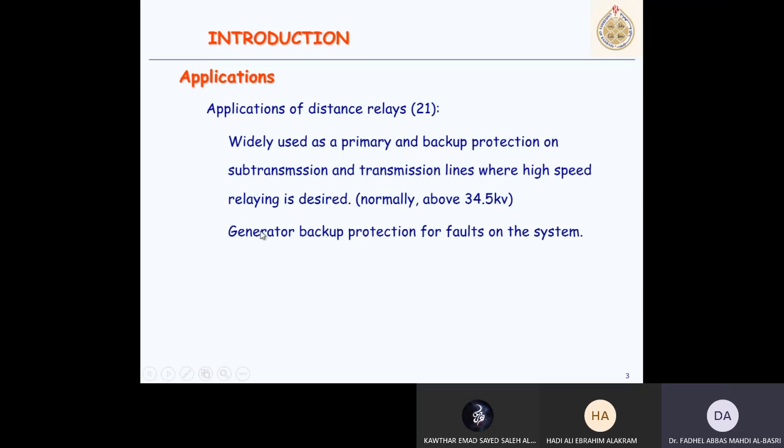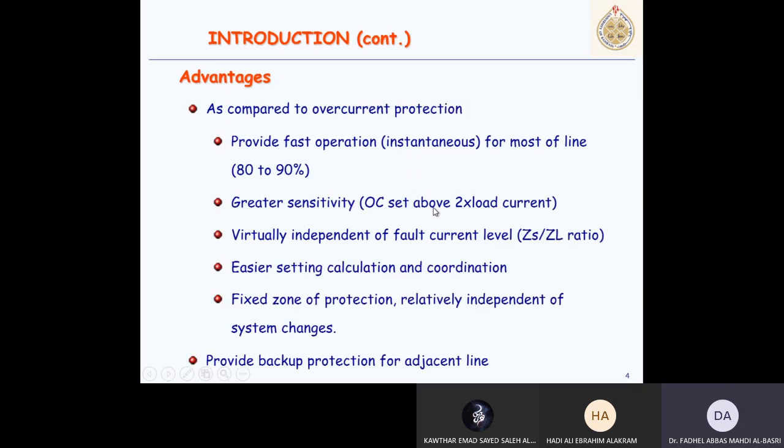In generators, it's also used as a backup protection for faults in the system. It's also used as a concept for loss of excitation in a generator. But in this course, I'll cover the application of distance relays to protect transmission lines. What are the advantages of this type of protection as compared to, like, the overcurrent?